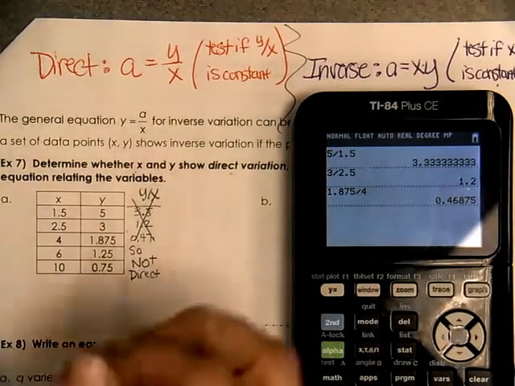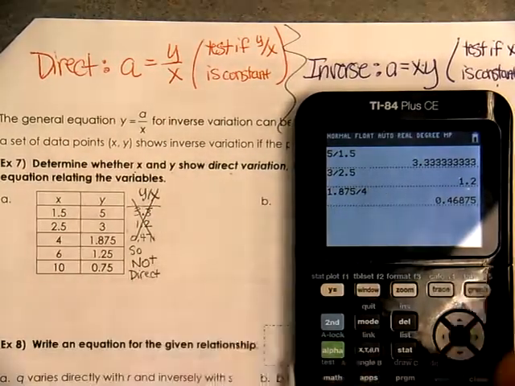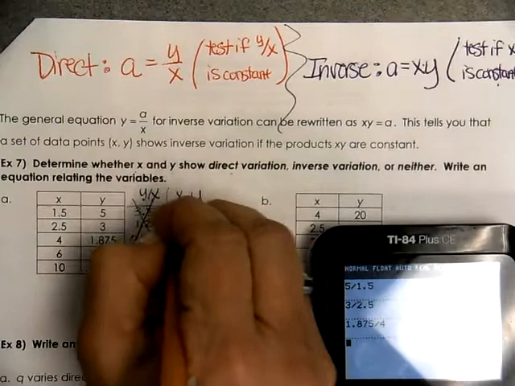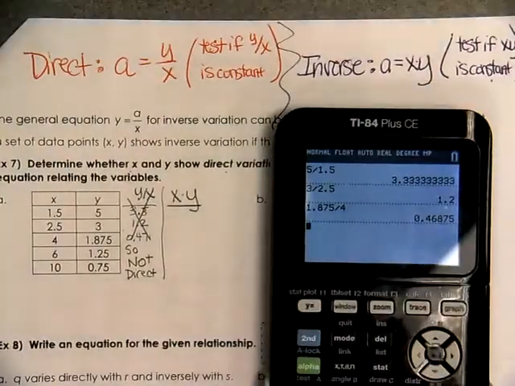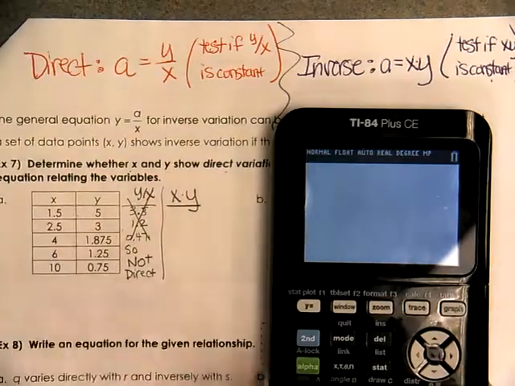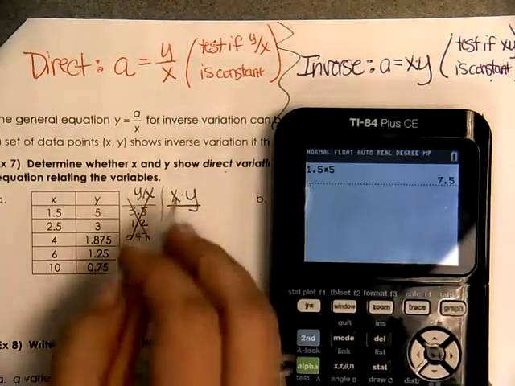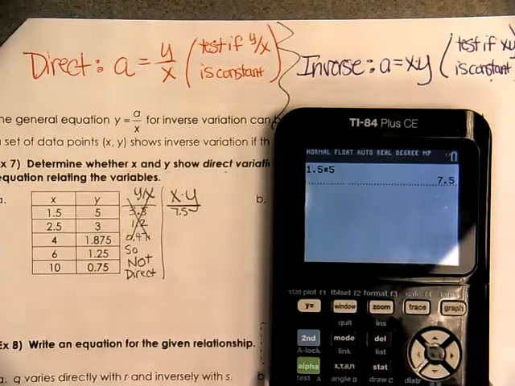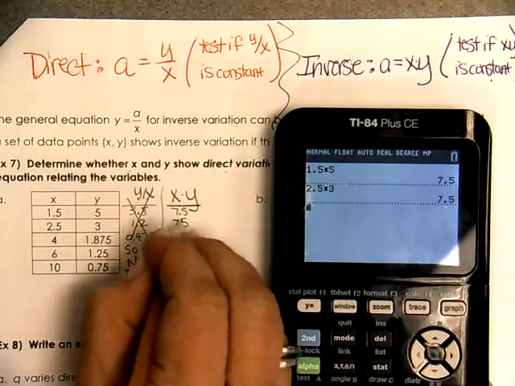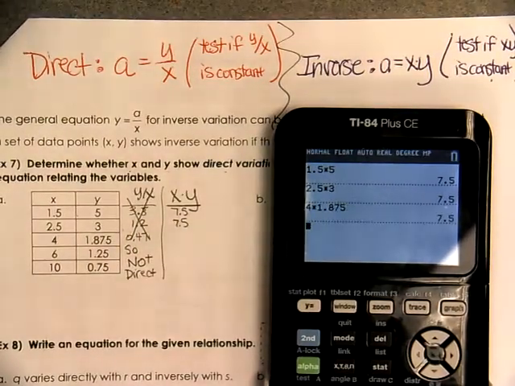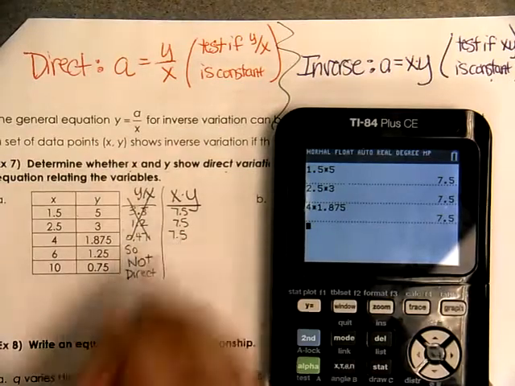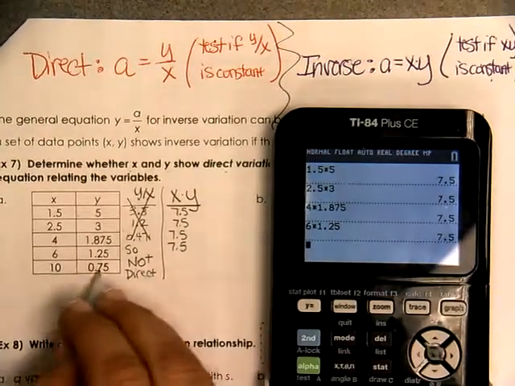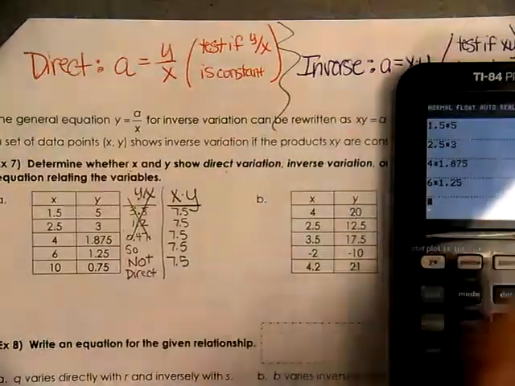Okay? So if it's not direct variation, now we have something else to try. Now let's test x times y and see if we can get something constant. So let's take 1.5 times 5. That gives me 7.5. 2.5 times 3 gives me 7.5. 4 times 1.875, 7.5. 6 times 1.25. Are you guys seeing a pattern? And this one's pretty obvious. Notice that they're constant.